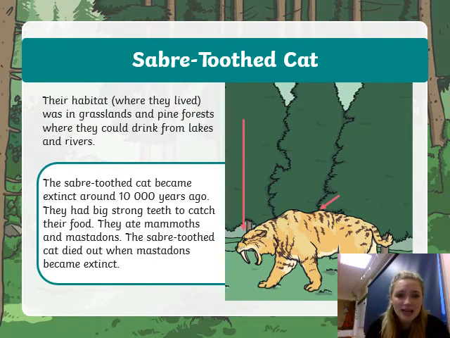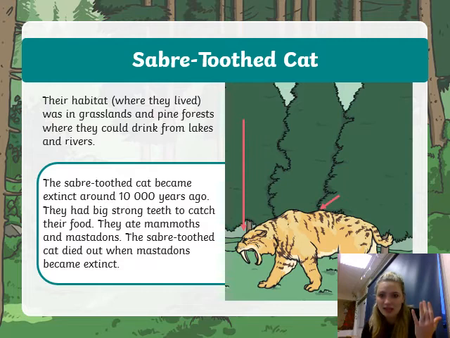Okay, so their habitat, they lived in the grassland and pine forest where they could drink from lakes and rivers. So obviously we know that they needed the water and the food to survive. However, they became extinct around the time of the mammoths as well, and therefore obviously they lost their food supply as well.